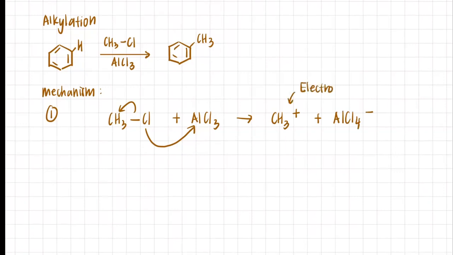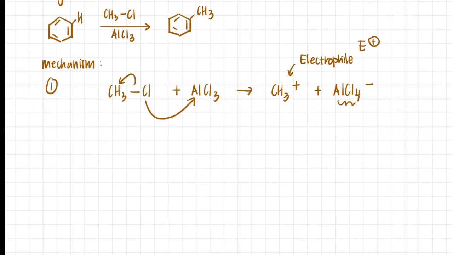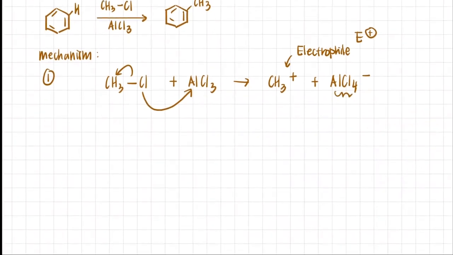Always remember, the electrophile is the species with positive charge. All positive charge is your electrophile. And this one will be your electron carrier, because it's negative charge. So this is your first step, formation of the electrophile. Second step, reaction of benzene to form three resonance structures.